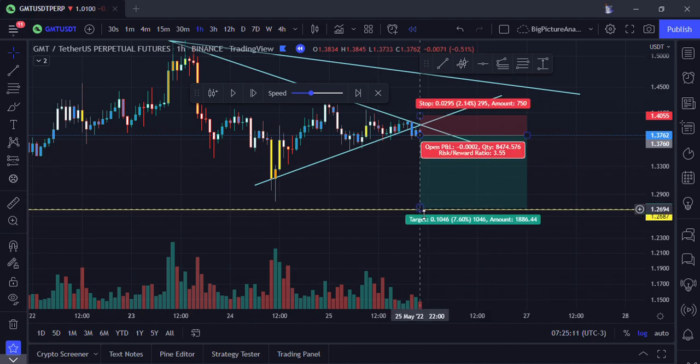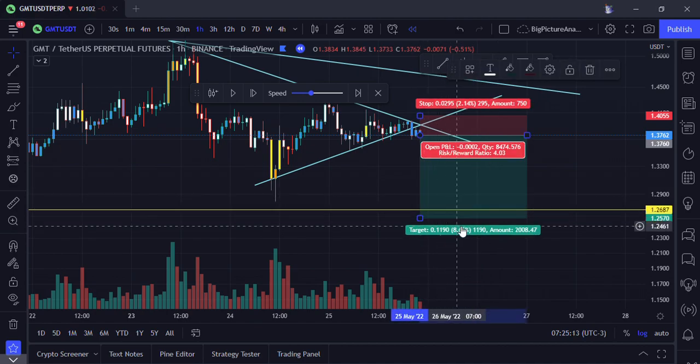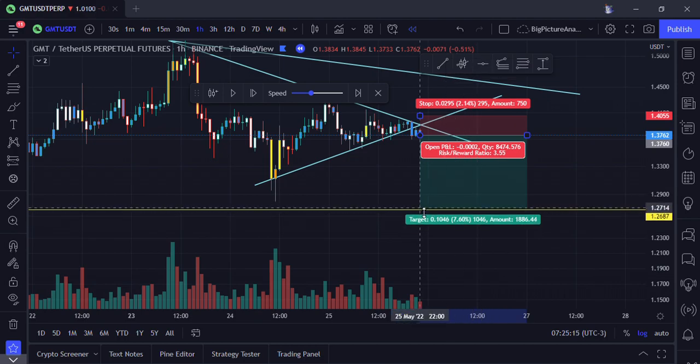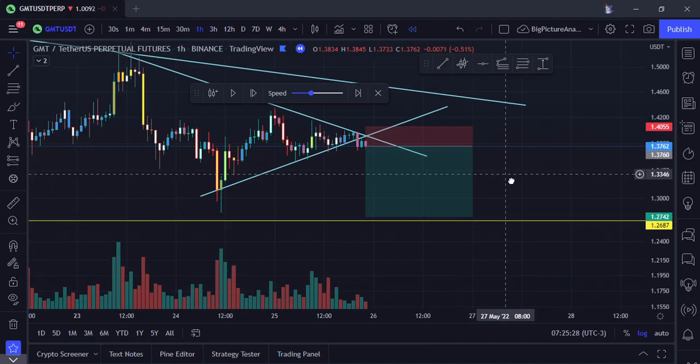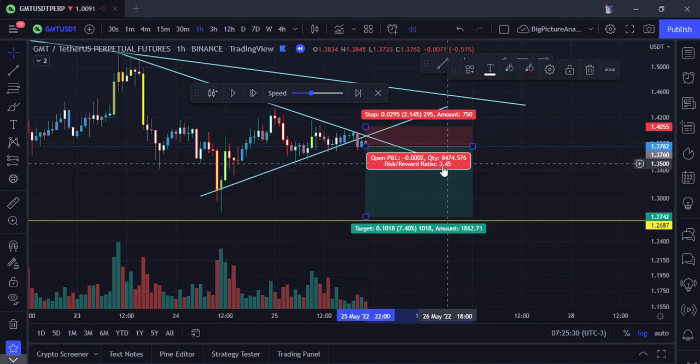Some people like to put the target here, but sometimes the price doesn't come here. So I like to put it a little bit before. The price might come here, of course. The price even might break, but I like to put it here and then follow the price and see what's going to happen. So I might have here, oh, it's a 3.4.